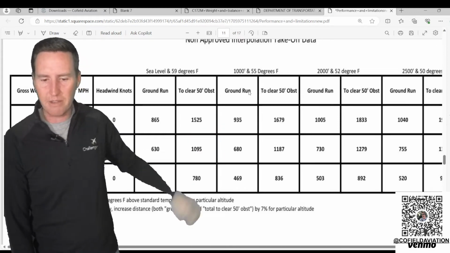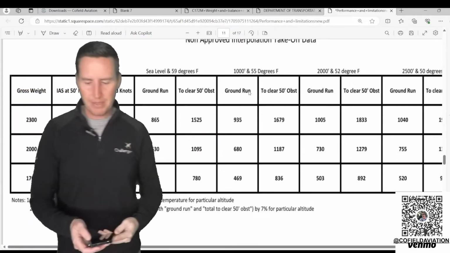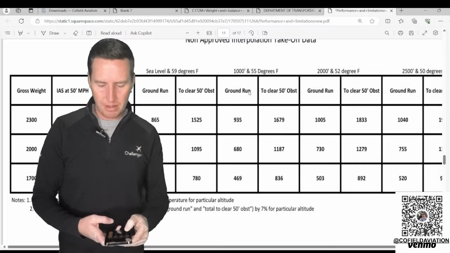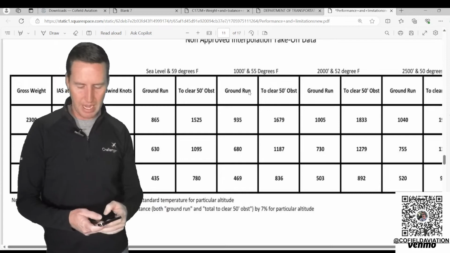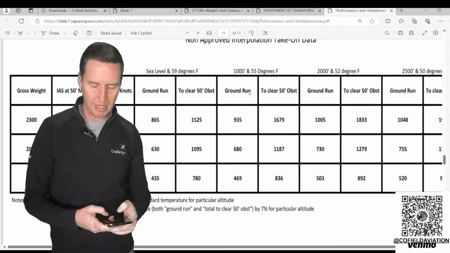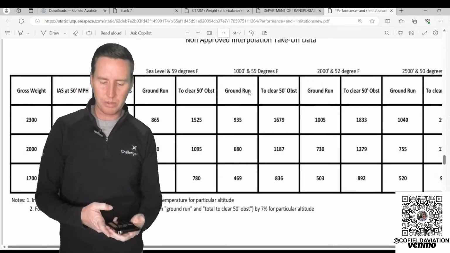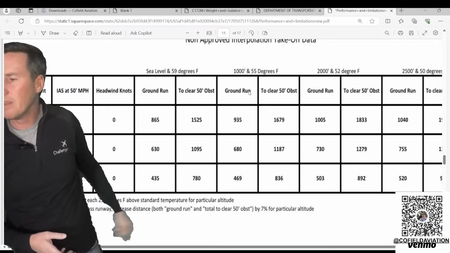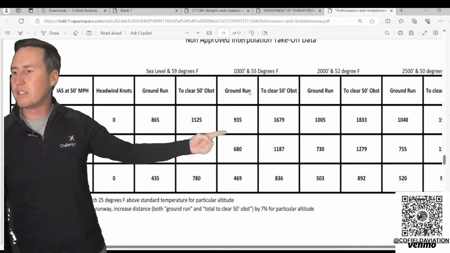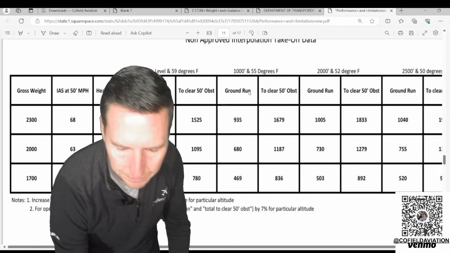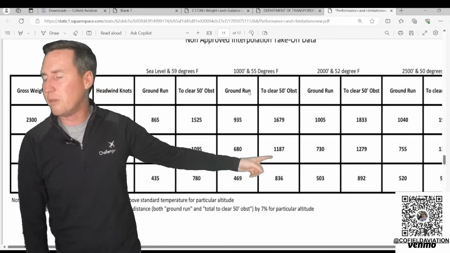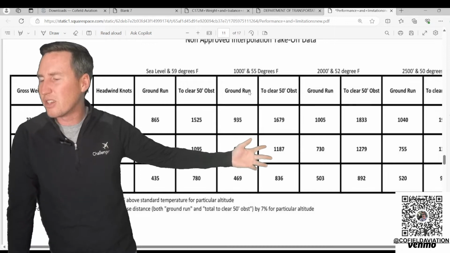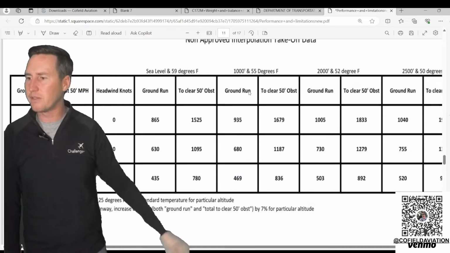It doesn't have to be perfect, but we can do 935 plus 680. So I'm just getting the middle ground in between here. 935 plus 680 divided by 2 equals 810 feet. Okay, so I'm going to say 810 feet on a ground run. And then to clear a 50-foot obstacle would be right in between here, so probably 1,300 feet, 1,400 feet, something like that.